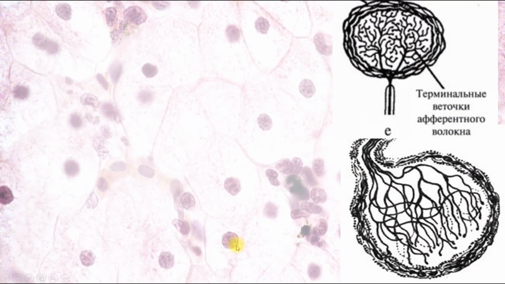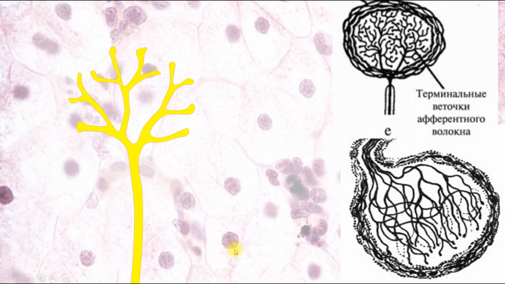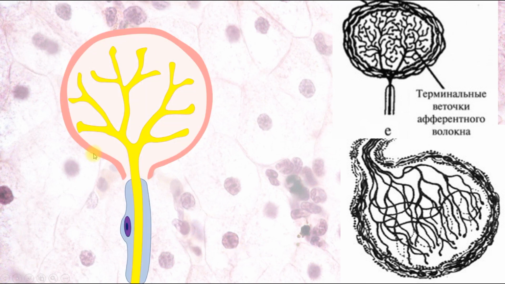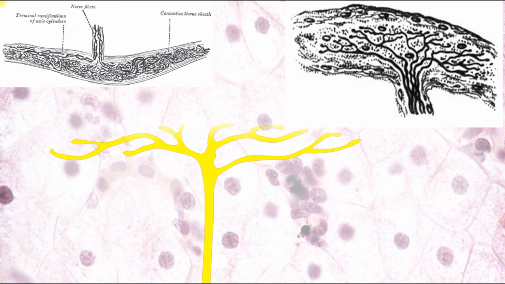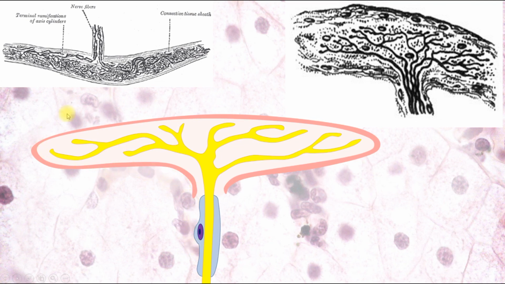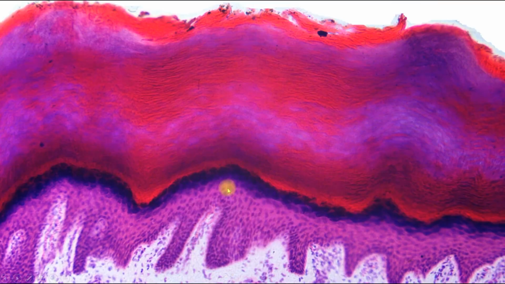And also we have Krause bodies. Here we can see a Krause body, its dendrite and connective tissue capsule. They are described as thermoreceptors, as well as Ruffini bodies. They have a lot of similarities. Also, we have a dendrite, glial cells, and capsule. Krause bodies and Ruffini bodies are known as thermoreceptors.